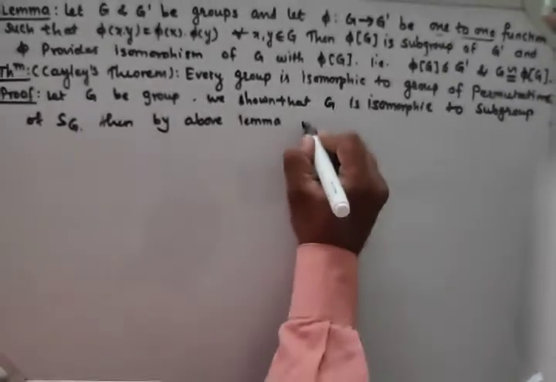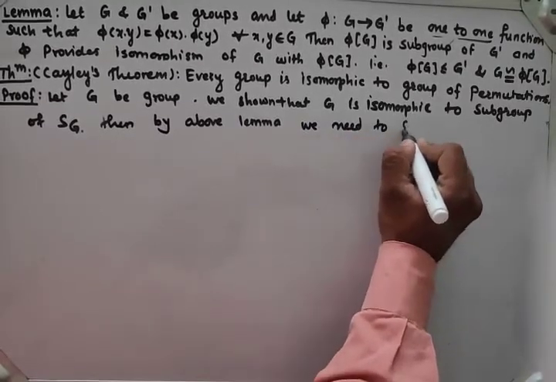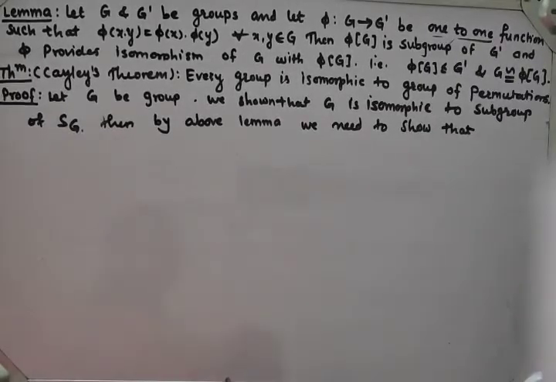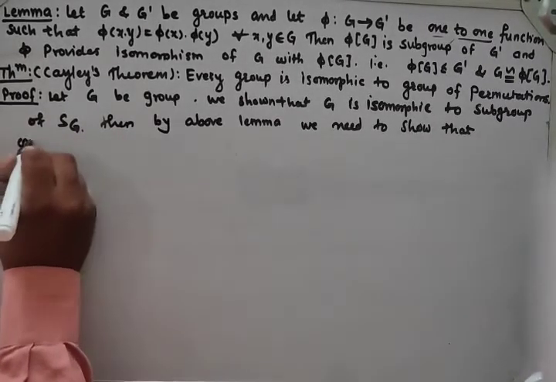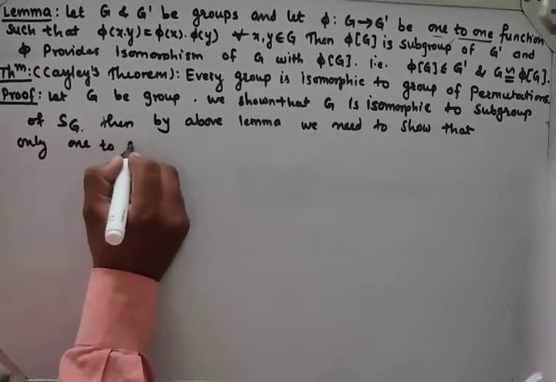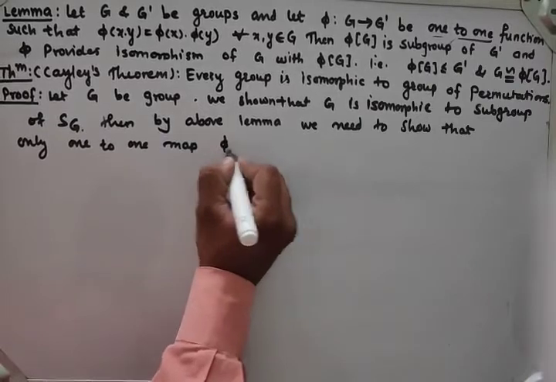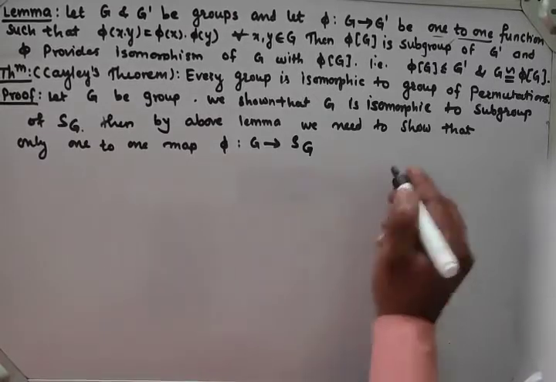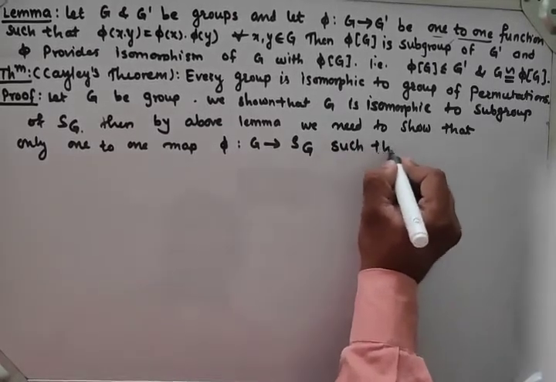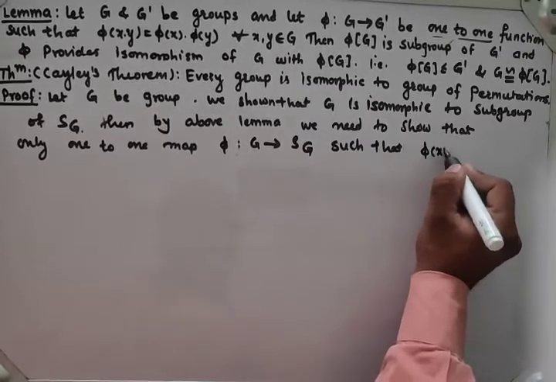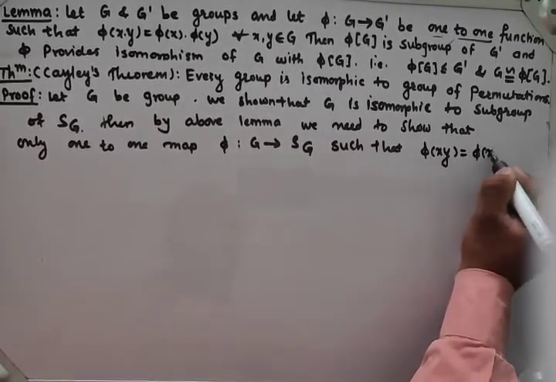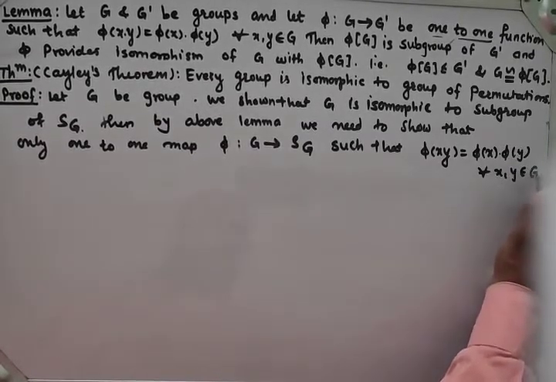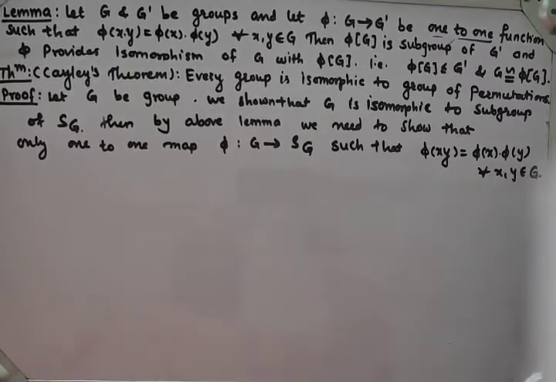Then by the above lemma, we need to show that there is only a one-to-one map phi from G to SG, such that phi of x into y is equal to phi of x into phi of y for all x, y belongs to G.